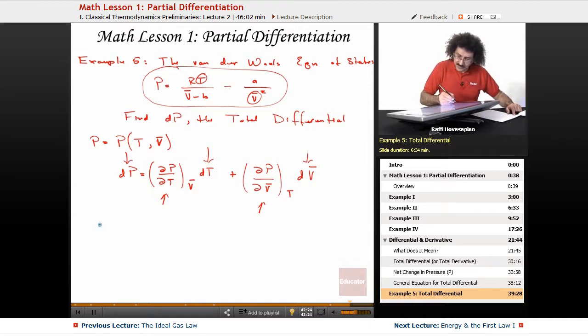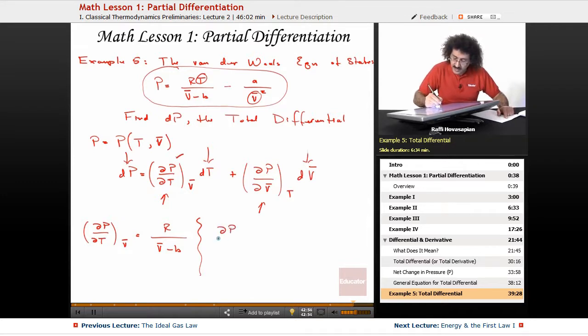Let's see. When I differentiate this with respect to T, holding V constant, so V doesn't matter, I end up with R over V minus B. That's the partial of P with respect to T. That's that one.